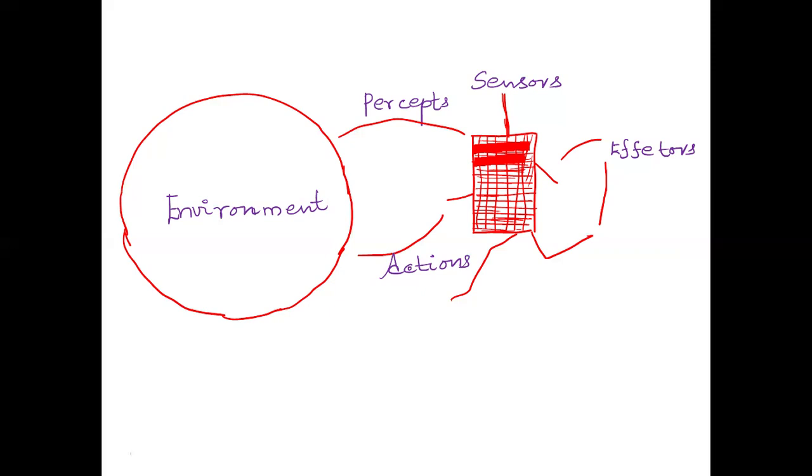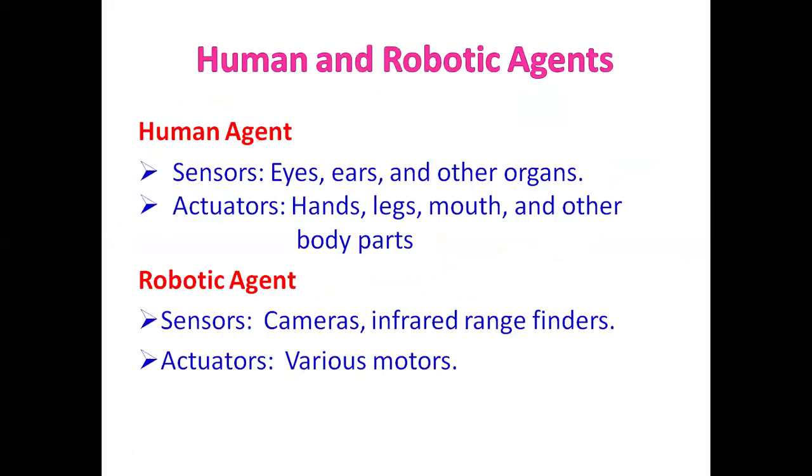Understanding agents is essential in the field of artificial intelligence as it allows us to design systems capable of solving problems and performing tasks autonomously in both physical and virtual environments. Let us see the human agent. You know what the human agent will do.